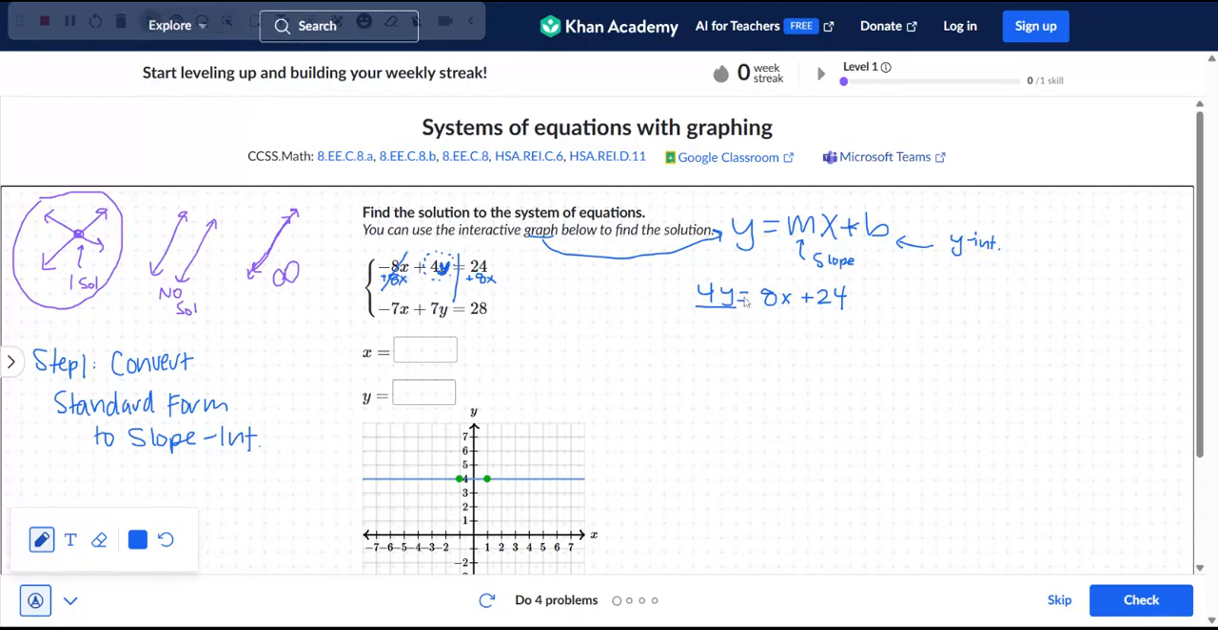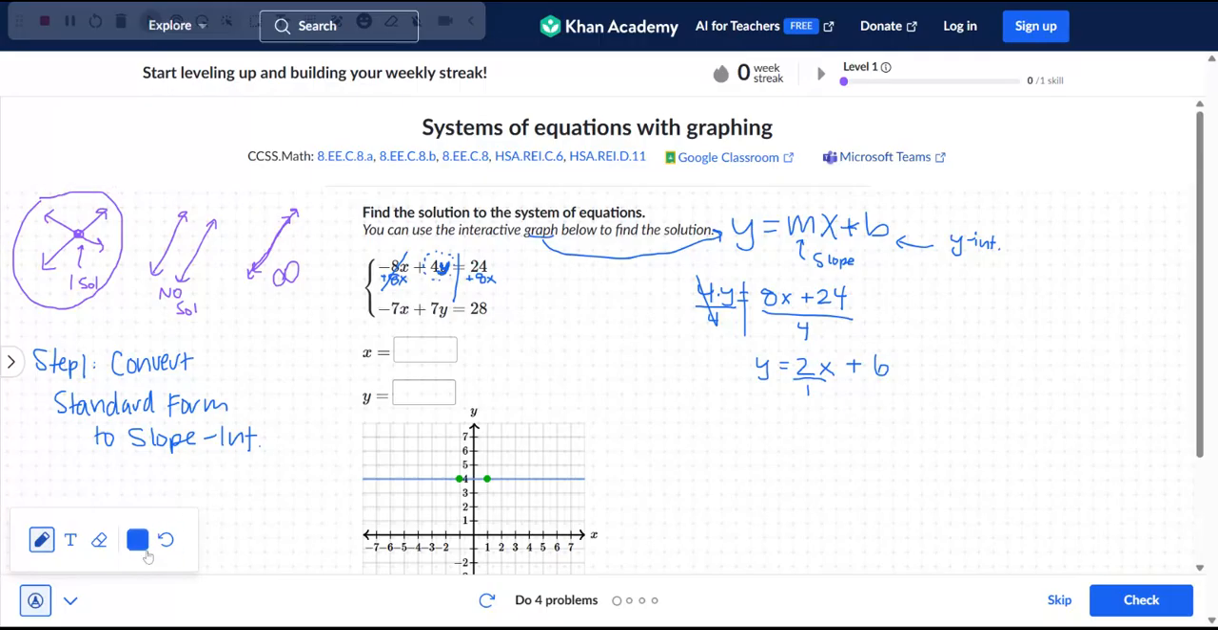We've got to get rid of this coefficient of 4, right? They're being multiplied. So to undo that multiplication, we're going to divide both sides by 4. We'll get y equals 4 goes into 8 2 times, so 2x, and 4 goes into 24 6 times. So right off the bat for this first one, we could go ahead and drag these points, showing that we know the y-intercept and we know the slope, right? Rise over run, we know the slope.